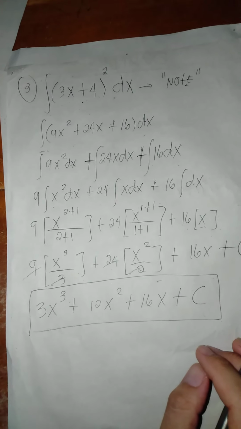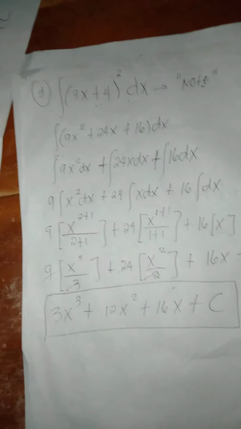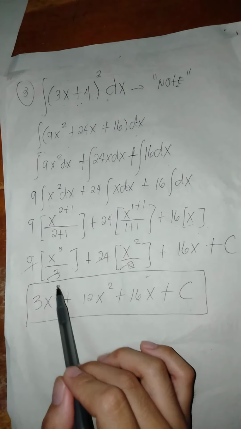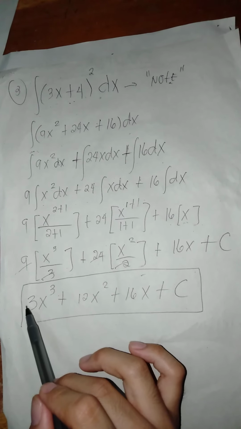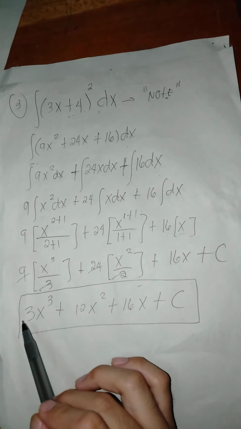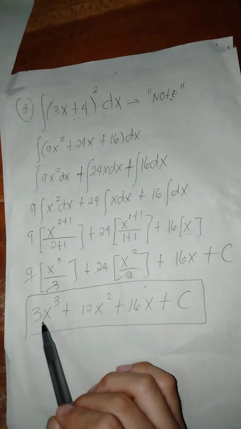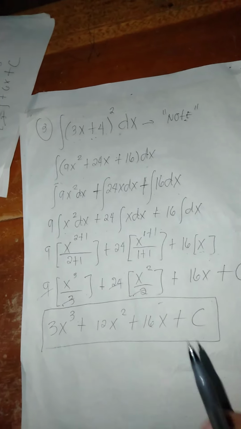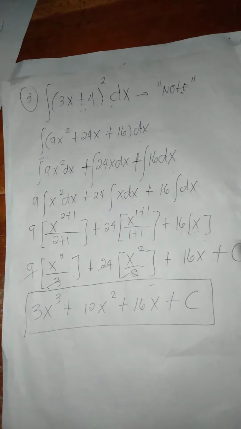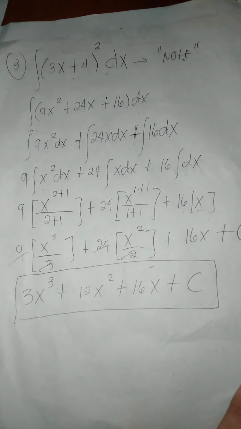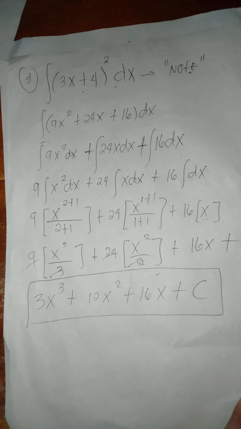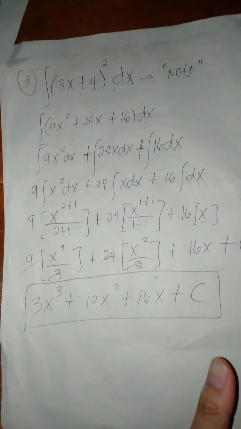So, to double check, i-differentiate nyo lang, di ba? Bring down nyo lang, di ba? Bring down exponent, 3 times 3, that's 9, di ba? 3, 6, 9. Then minus 1, and so on and so forth. So, to check or to double check your answer. So, clear? Sabi ko nga, if you have difficulty, i-backtrack nyo lang yung video.